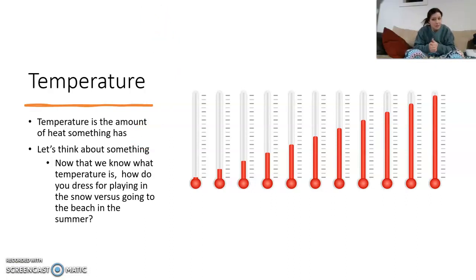Now that we know what temperature is, how do you dress if you're going to play out in the snow versus if you were going to go play in the sand at the beach in the summer? Would you dress in shorts and a tank top for winter to go play out in the snow? Or would you wear toboggan, gloves, a big jacket? And if you're going to the beach, you'd probably be super hot if you wore that. So if you're going to the beach, you might wear the shorts and the tank top.